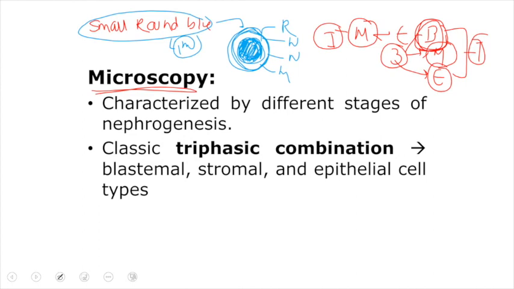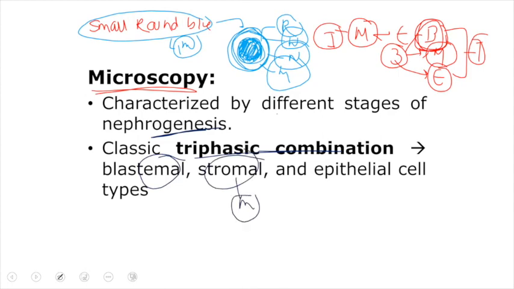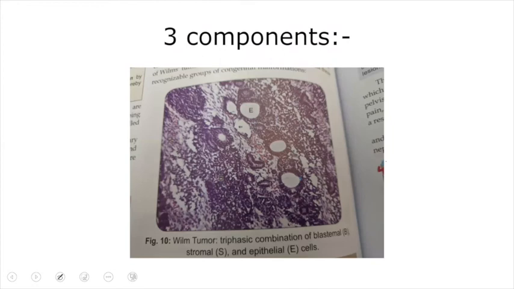Basically, my motto in saying this was that we can appreciate small round blue cells in many other tumors where there has not been proper differentiation, proper growth, or proper maturation of the cell, such as retinoblastoma, nephroblastoma, neuroblastoma, even medulloblastoma. If we look at the microscopy features, as I've already discussed, we can see different stages of nephrogenesis, and that is known as triphasic combination. We can see a blastemal component along with a stromal or mesenchymal component, and an epithelial component.